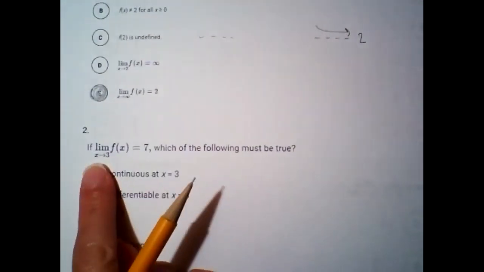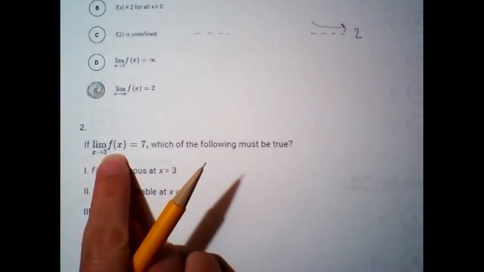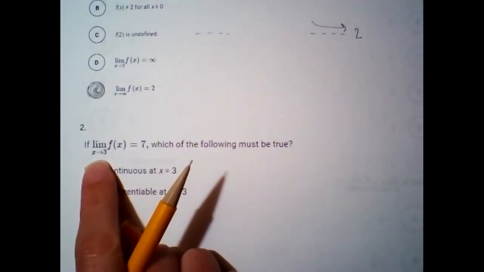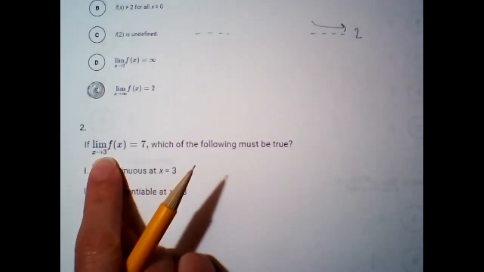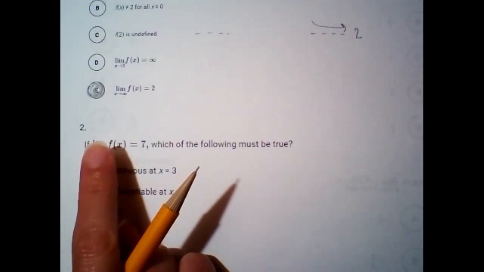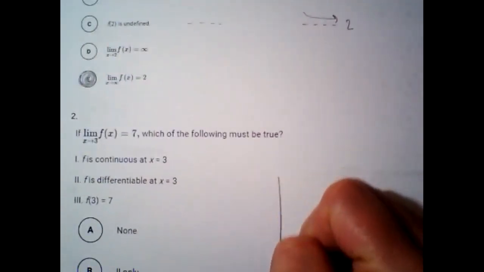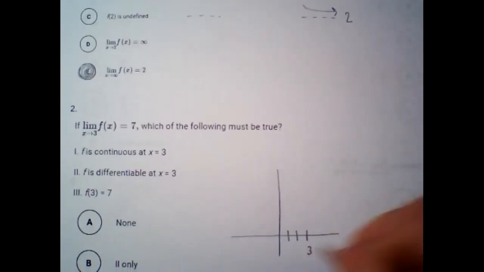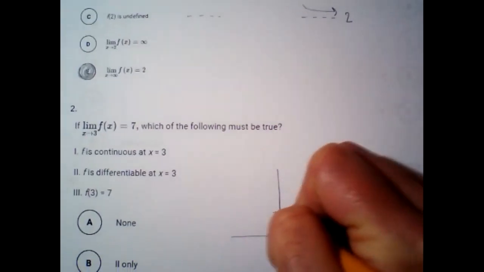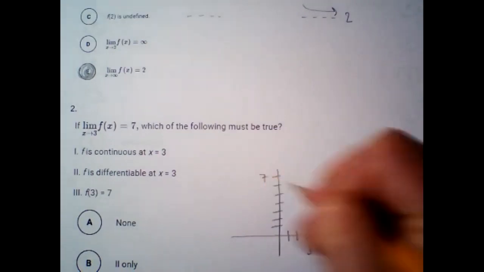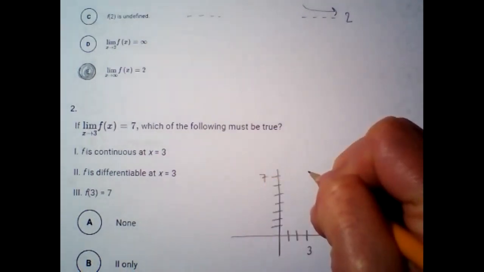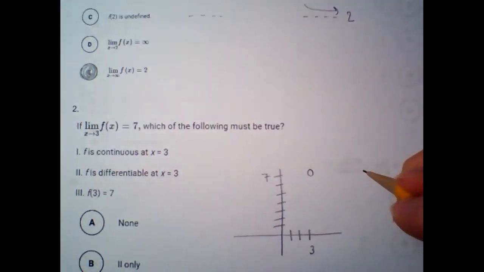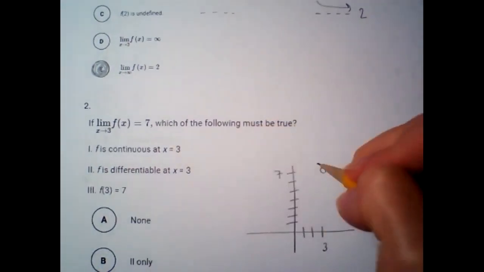All right, this one says the limit as x approaches 3 of some function is 7. Which of the following must be true? Now, just because you have a limit at 3 does not really guarantee you much else. All this means is that at 3 on the x-axis, the graph approaches 7. So it doesn't mean that there's actually a point there. It doesn't mean that your graph is continuous, and it doesn't mean that your graph is differentiable.